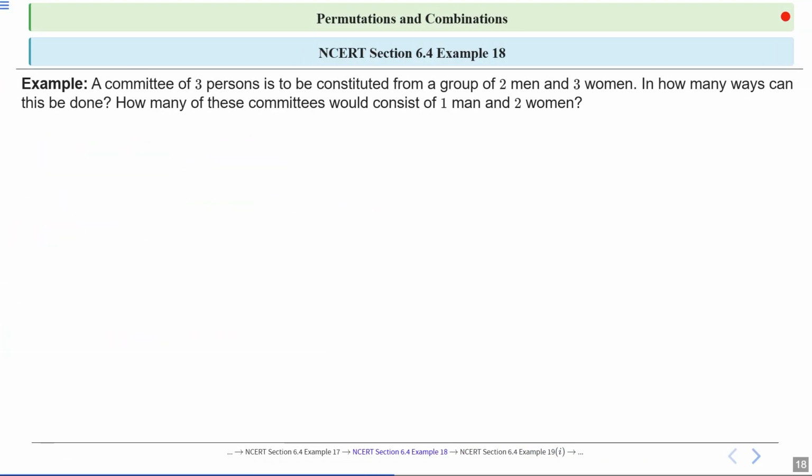Now, let's look at example 18. In this example, a committee of 3 persons is to be constituted from a group of 2 men and 3 women. In how many ways can this be done? How many of these committees would consist of 1 man and 2 women? Okay, so let's solve this example.